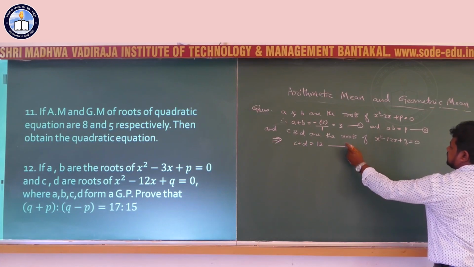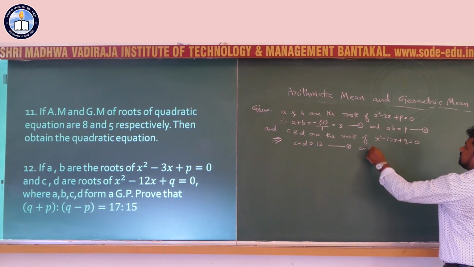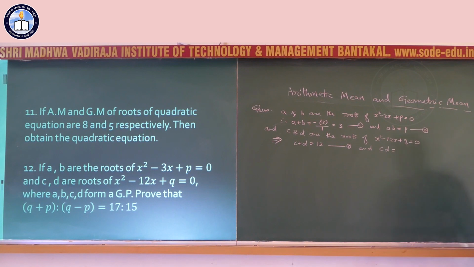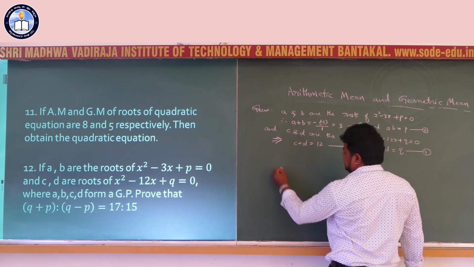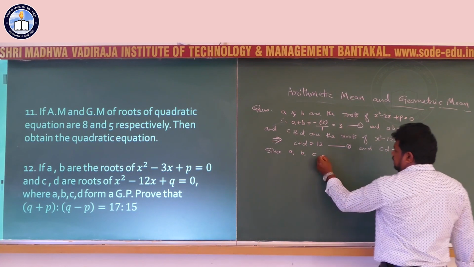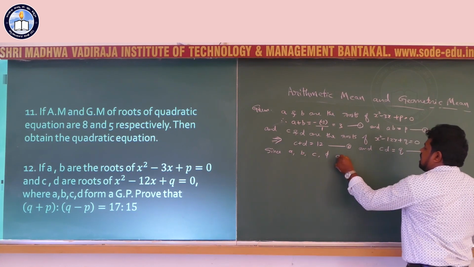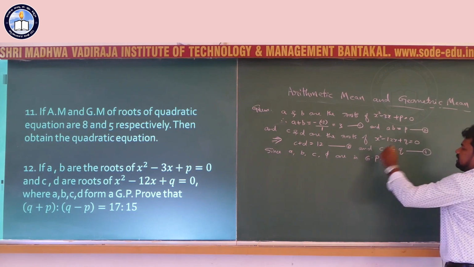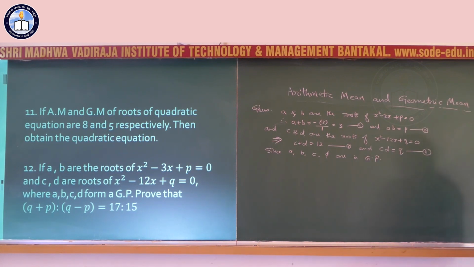That is equation 3, and C into D equal to C by A, Q by 1, that is Q. Call it as equation 4. Here A, B, C, D form a geometric progression. I take the first term A and the common ratio as R.